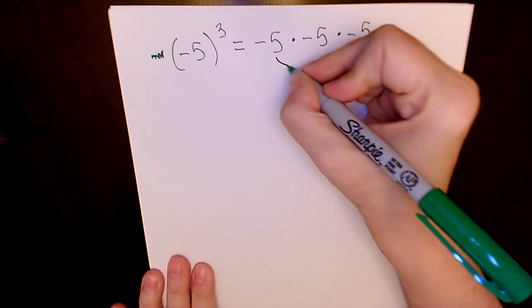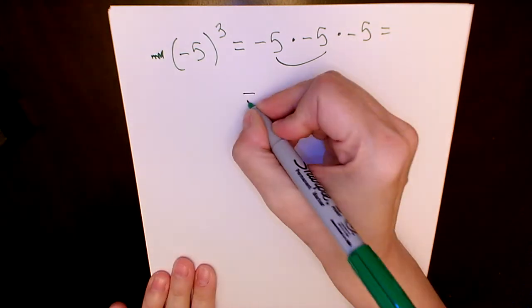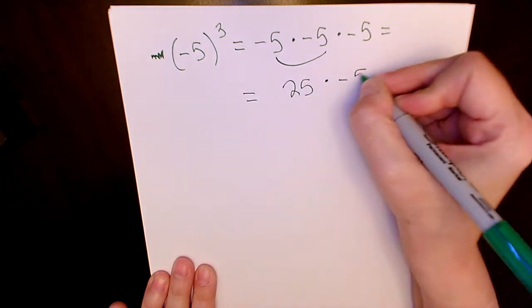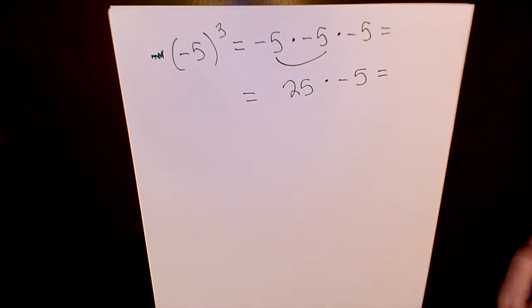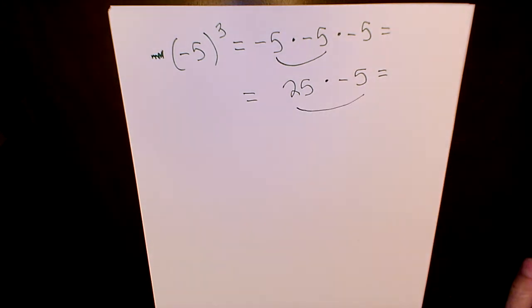So let's just go left to right. What's negative 5 times negative 5? Well, a negative times a negative is a positive. So this is a positive 25. And then I'm just going to bring down that negative 5. And again, with PEMDAS, we want to go left to right.